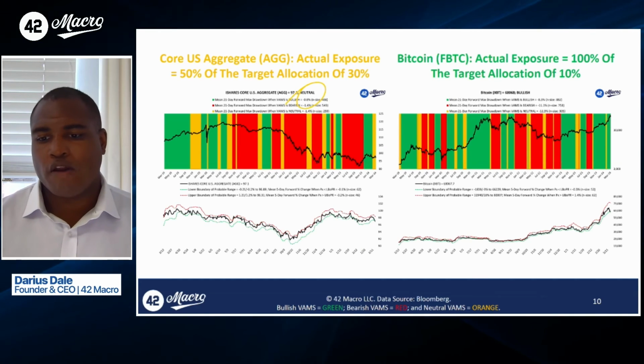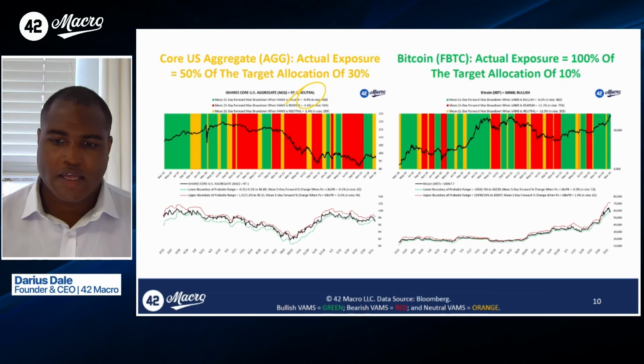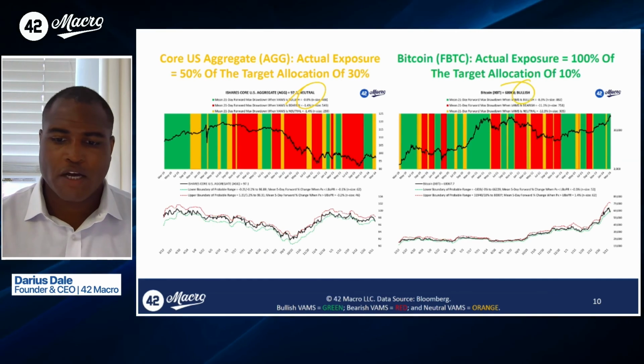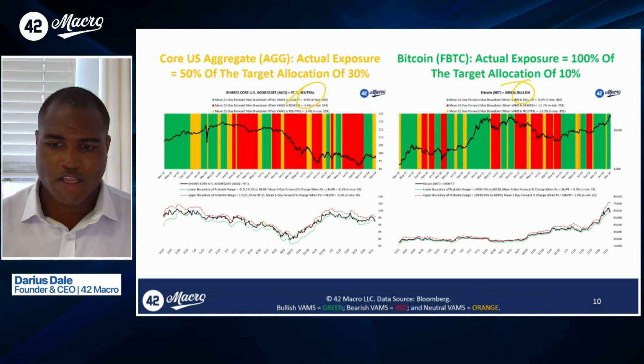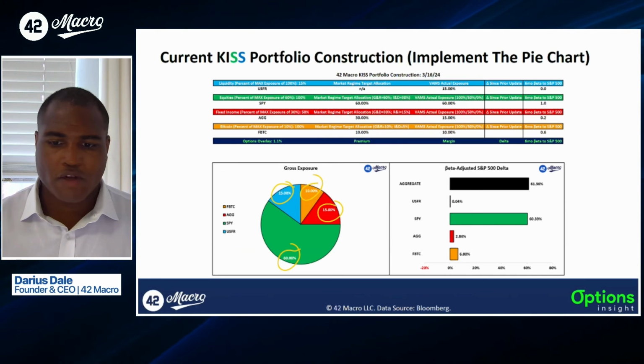And then lastly, Bitcoin: the actual exposure is 100% of the target allocation of 10%. Again, we're in a risk-on market regime, i.e. Goldilocks, and the Bitcoin is bullish, and so the actual exposure is 100% of that target allocation. So we're not fully invested, but pretty close to being fully invested here.